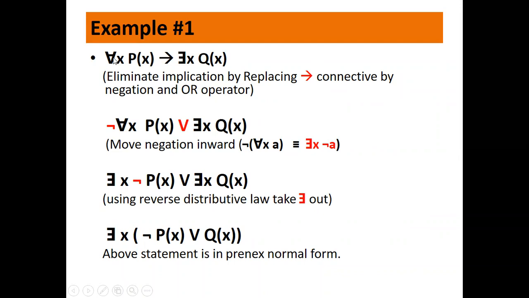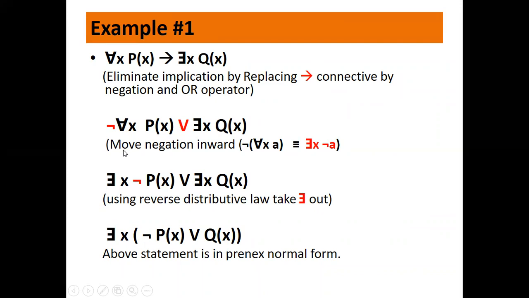The same thing here. For all x, P of x, we put a negation in front, and we add an or connective here, then there exists x, Q of x. Is it fine? What we did is eliminate the implication by adding a negation and an or operator. This is our step 1.